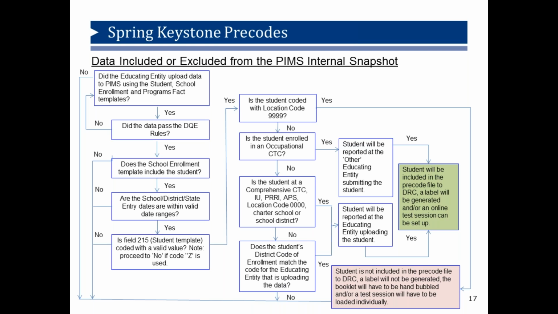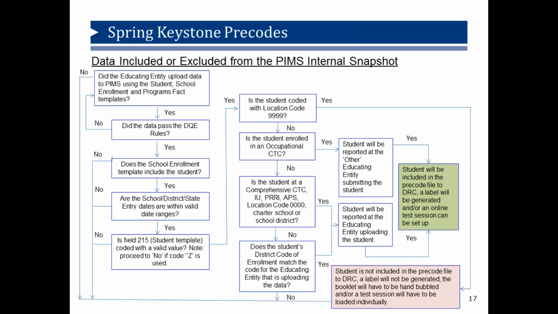If no, then the student is not included in the precode file that will be sent to DRC, which means the student will not receive a precode label, the booklet will have to be hand bubbled, and online test setup sessions will have to be loaded one student at a time.